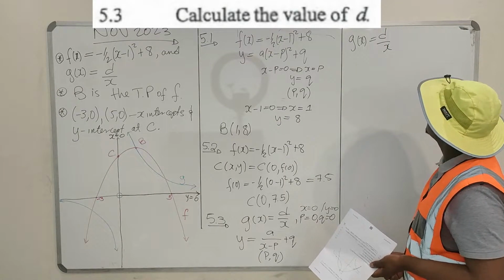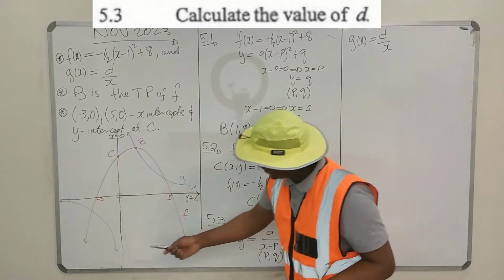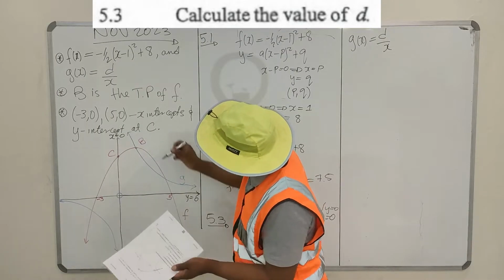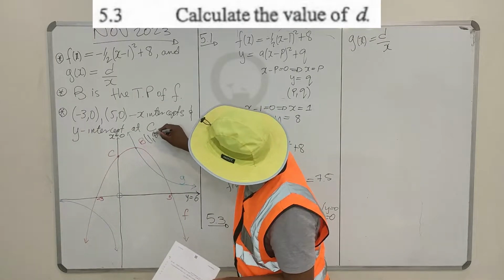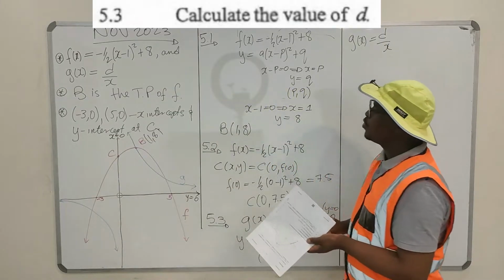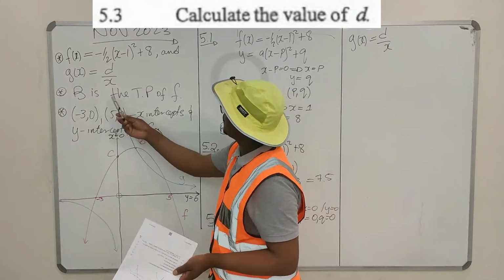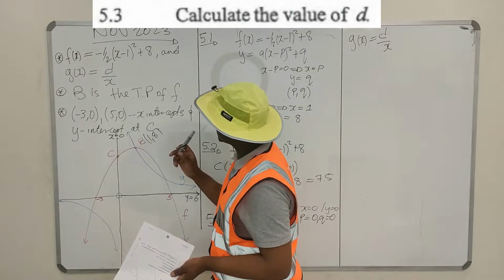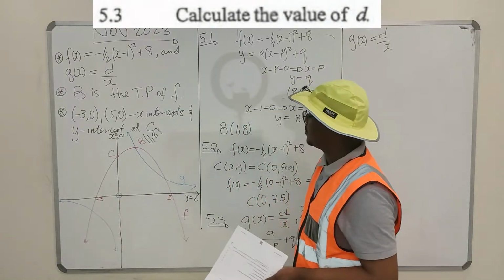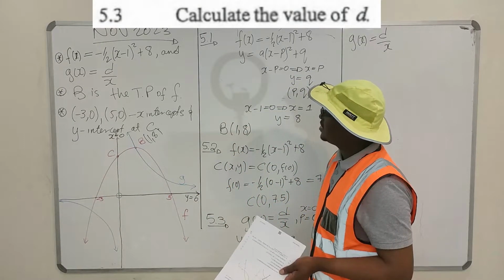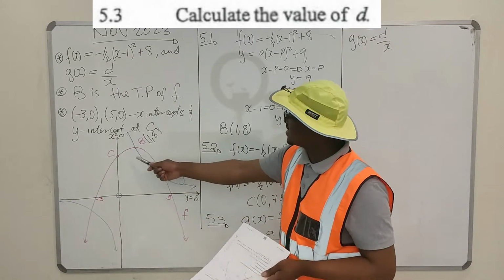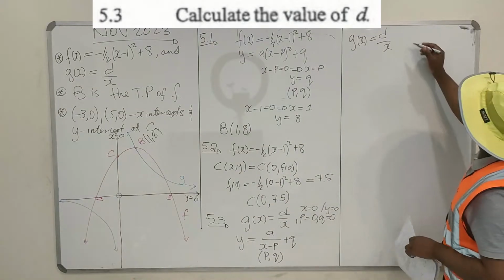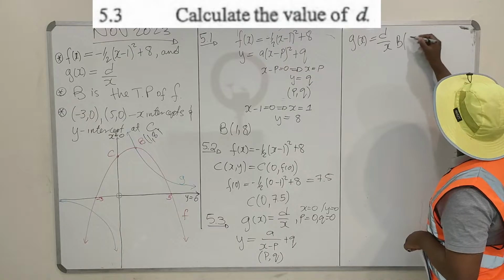Do we have a point on g? Here is g. There's no point here, right? Here, we do have a point there because we know what the coordinates of b are. We said it's 1 and 8, right? So we're told that b is the turning point of f, and also that it is the point of intersection of g and f. So you're told that f and g intersect at b. That's what they said. So now you know one point on g, which is b, and the coordinates 1 and 8.